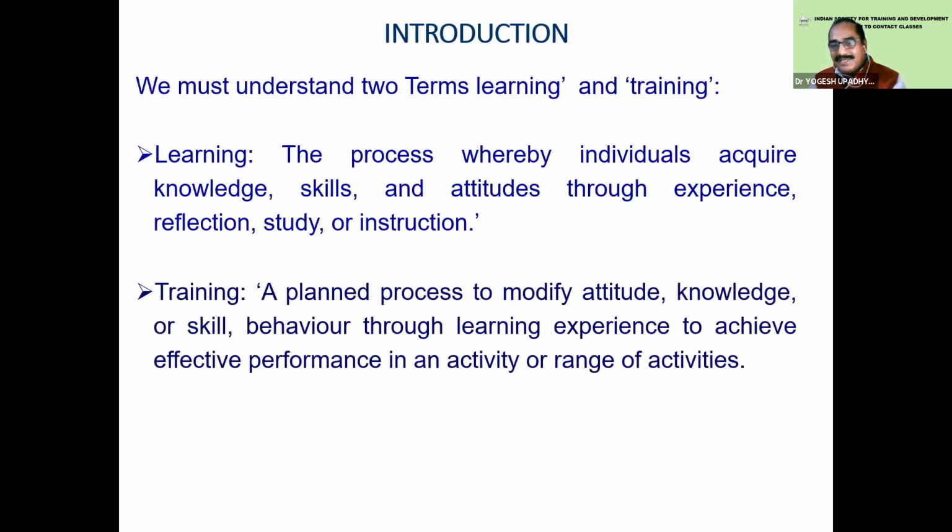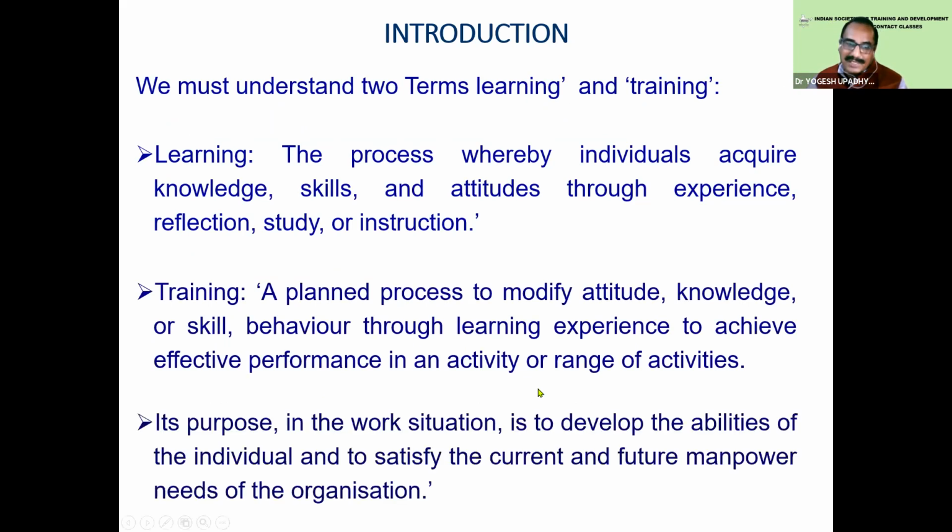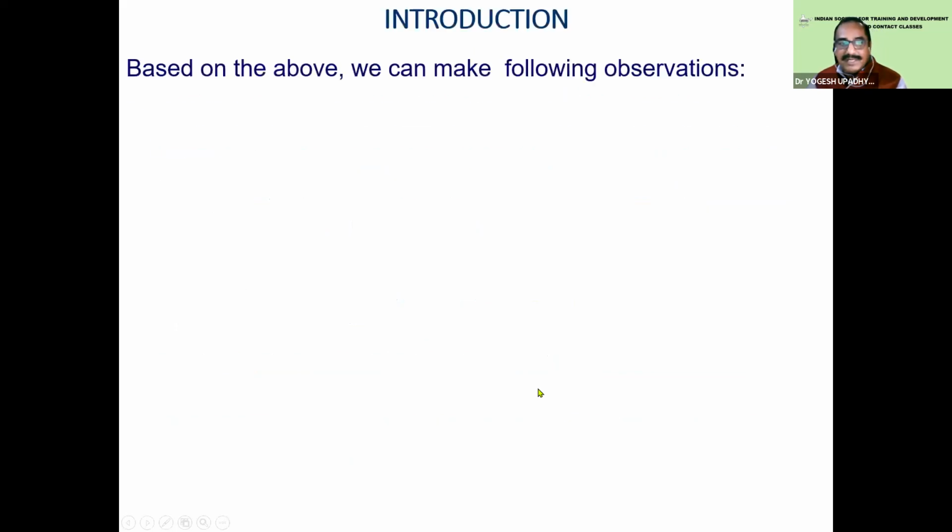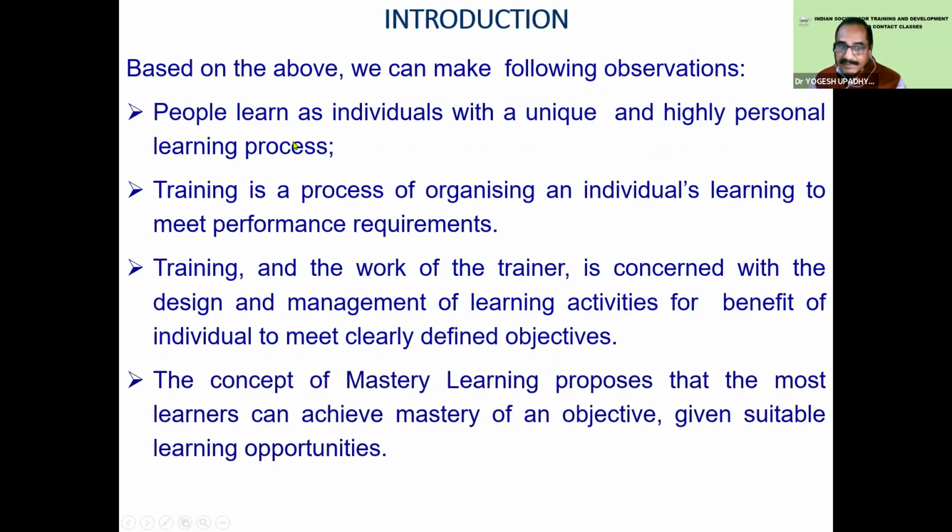Learning and training: we have seen training is a process. Learning, I will read because I have not taught it. It is a process where an individual acquires knowledge, skill, and attitude through experience, reflection, study, and interaction. Okay, so there is interaction. People also have experience. We say by doing, by emulation, by trial and error, by being told. All these things are there. But people learn as individuals, with a unique and highly personal learning process. But you cannot have an individual program. Coaching and mentoring can be group or individual also.